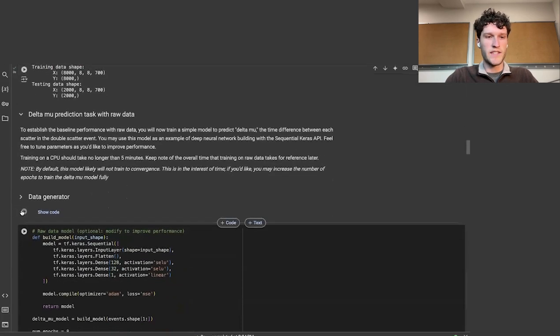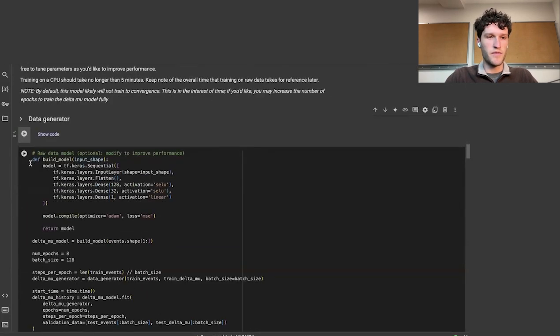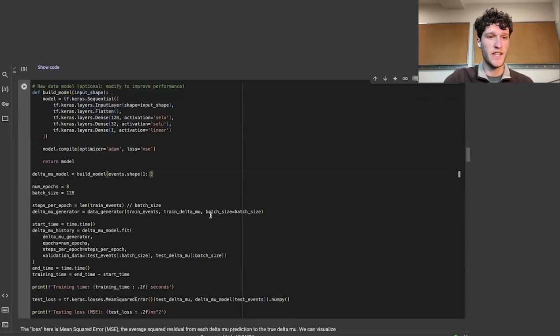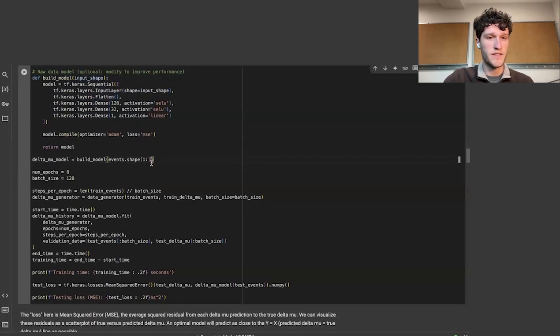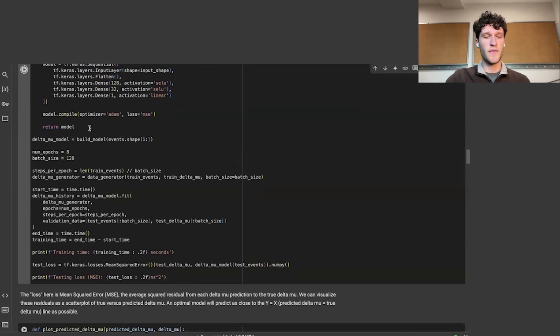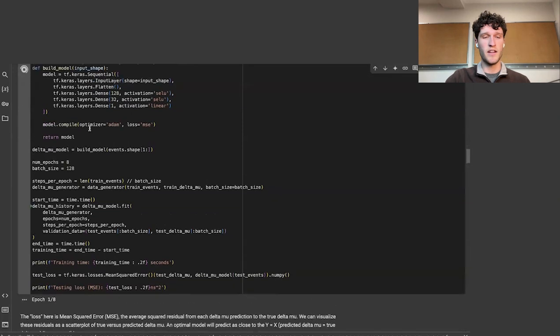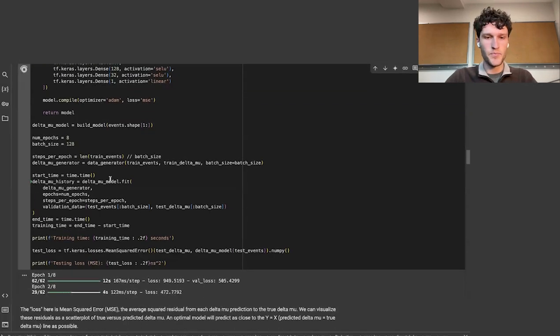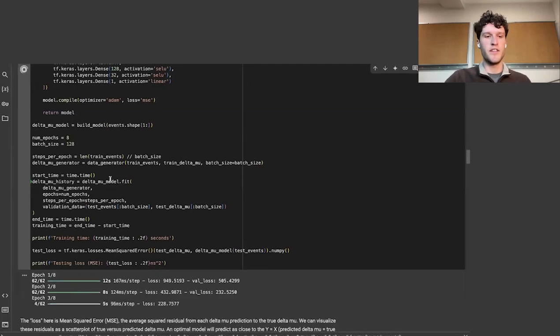And this model should already be filled in for you. It's just a simple multi-layer perceptron. Again, it should look very familiar to previous neural networks that you may have seen in this workshop. So you can go ahead and run this block, and it'll train a neural network for you on this raw 8x8 data to try to figure out the difference between each scatter in a multi-scatter event for each of these 8,000 train events. So this should take maybe a couple minutes to run.